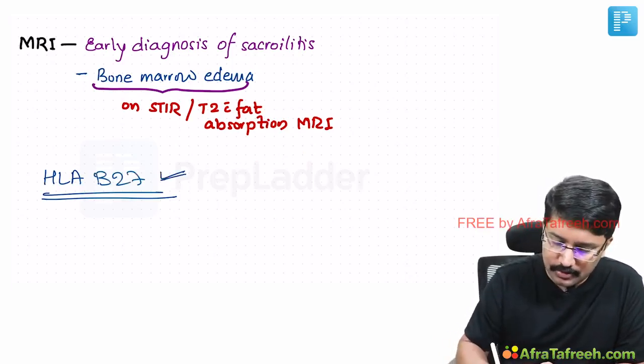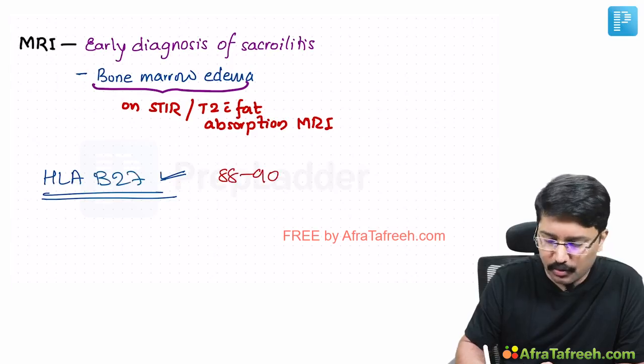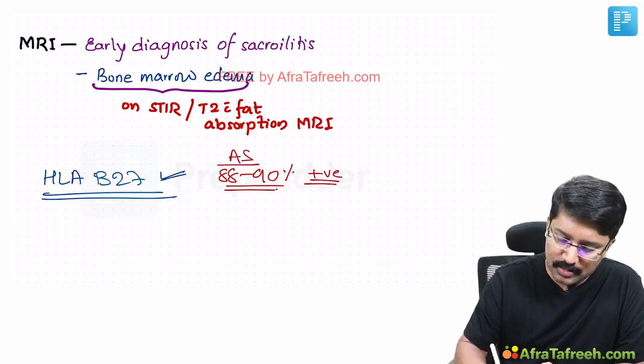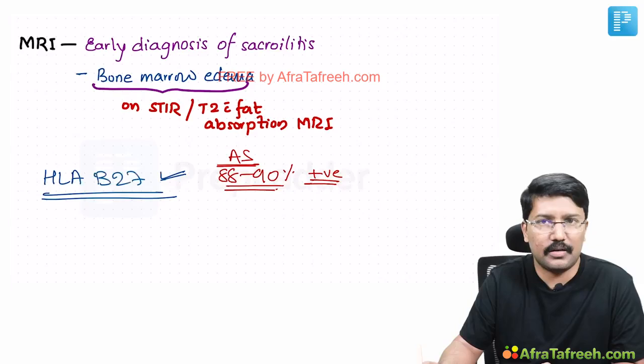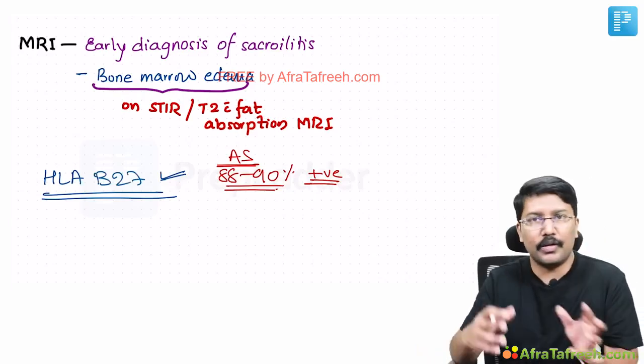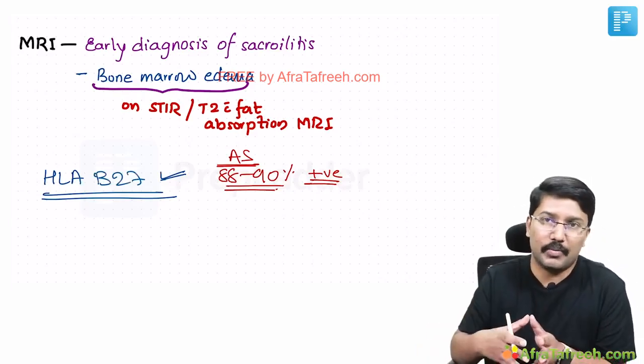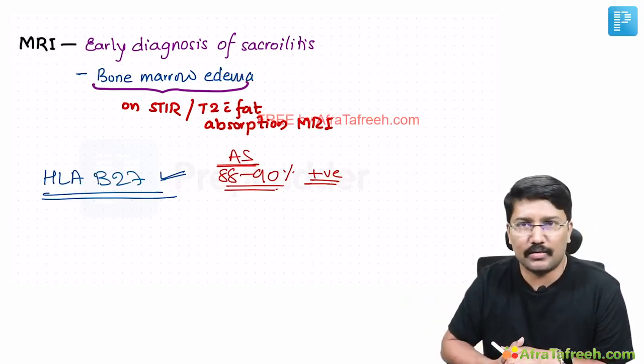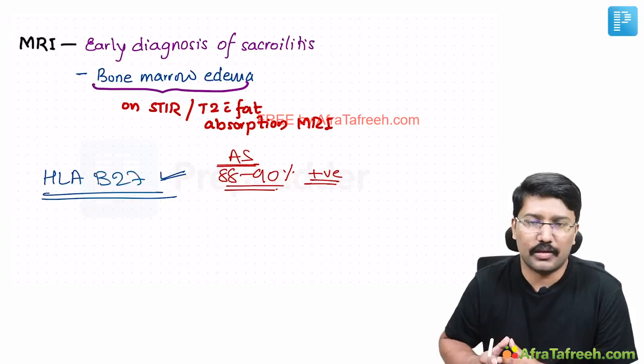I have already told you that 88 to 90%, and according to some studies an even higher number, of patients with ankylosing spondylitis are positive for the HLA B27 variant. And I have also told you that 25% of asymptomatic individuals who have HLA B27 later go on to develop ankylosing spondylitis or some other forms of spondyloarthritis.